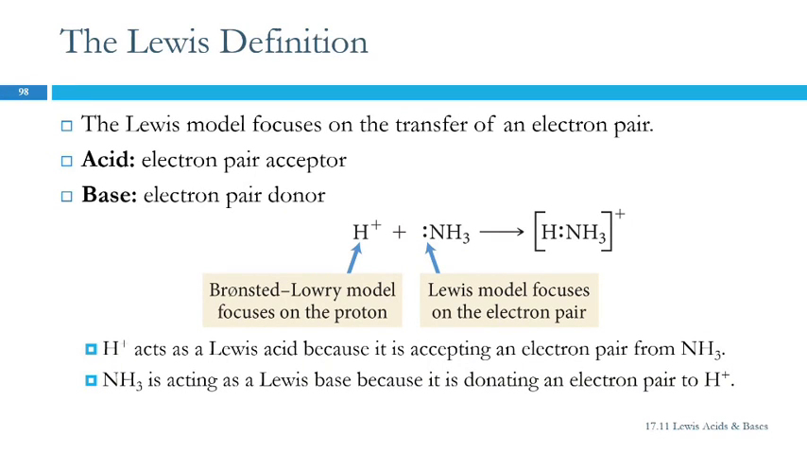So we talked about an Arrhenius definition of acids. An acid is something that forms hydrogen ions or hydronium ions in solution. And we talked about the Bronsted-Lowry definition, where an acid is a proton donor. There's a third one called the Lewis definition. Here we're not focusing on the hydrogens, we're focusing on electron pairs. So an acid is an electron pair acceptor. A base is an electron pair donor.